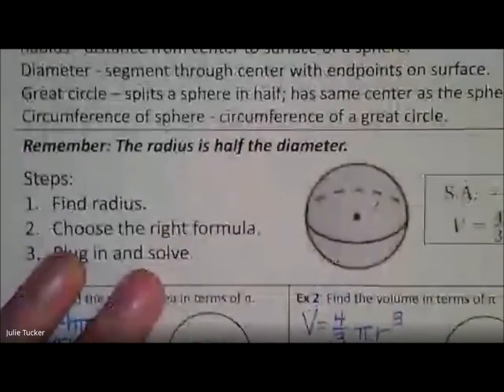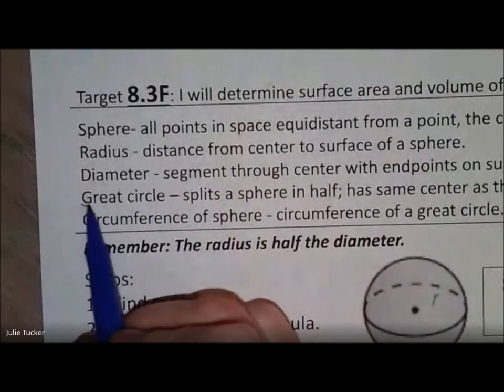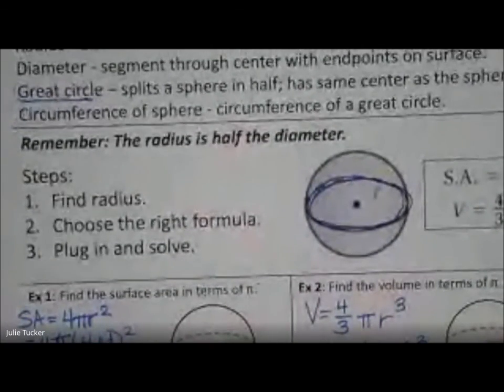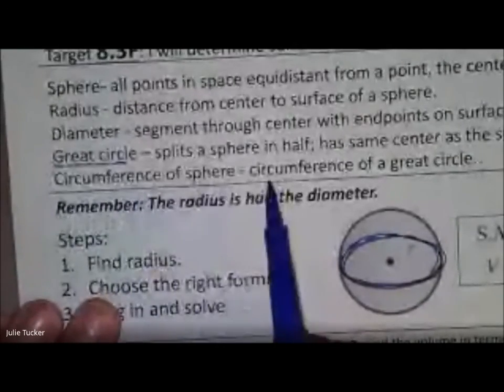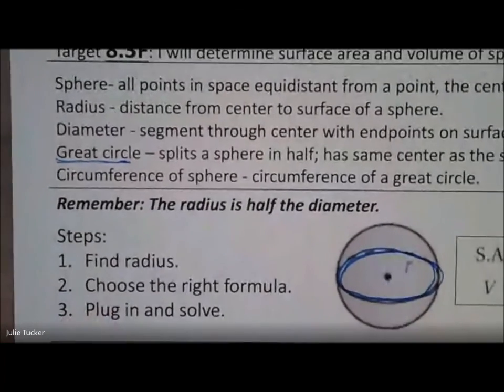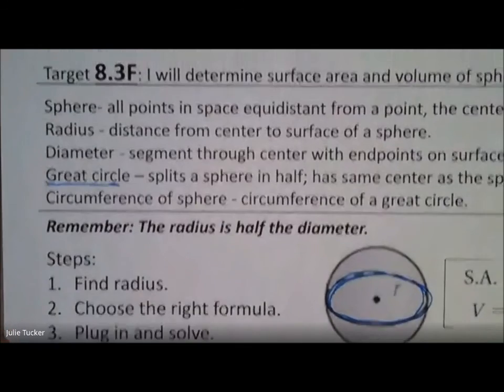Okay. So I want to remind you real quick about some vocab that we used tonight. A great circle is a circle that splits the sphere in half and it shares its center point with the sphere. So this thing that I'm drawing a line over right now, that's a great circle for this sphere because it would split it right down the middle. And the circumference of a sphere is the circumference of its great circle. So that was something we had to remember. That was that one question that had circumference in it. So I just wanted to remind you about that.